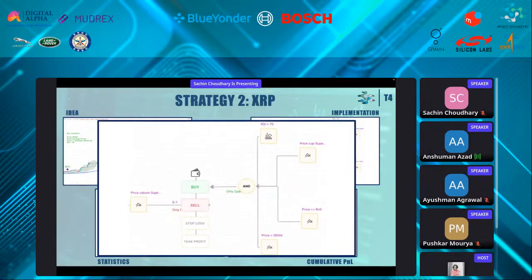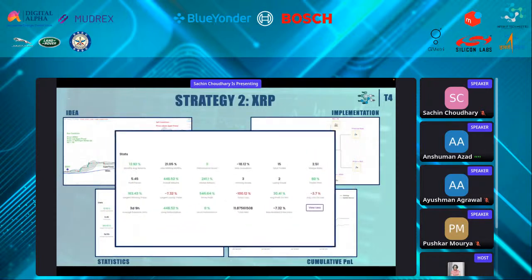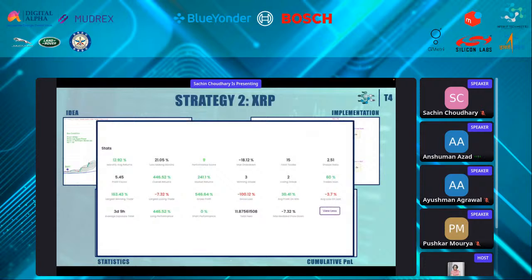So implemented, this is how our strategy looks on the Mudrex platform. Moving on to the next stats which we get for this strategy. So we obtained a performance score of 9, which is really phenomenal in the case of XRP, I believe. And the maximum drawdown is less than 20%, that is 18%, and realized was about 7.32%. And the overall market return was lower than the return which we obtained from our strategy.